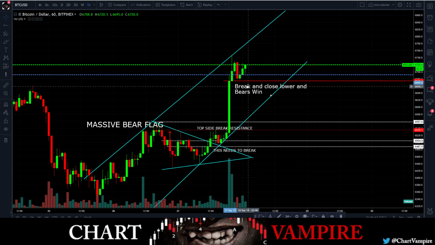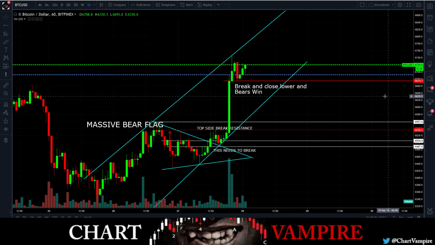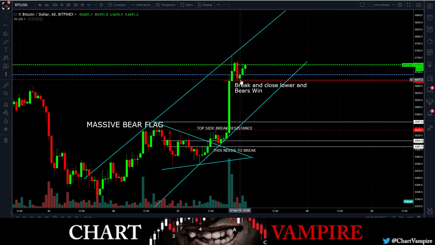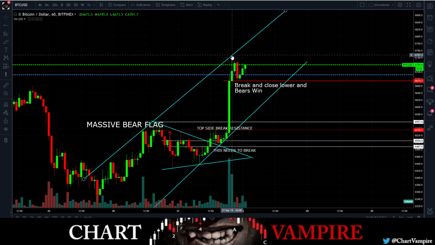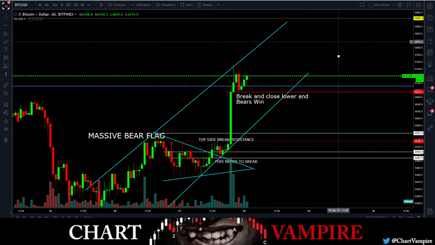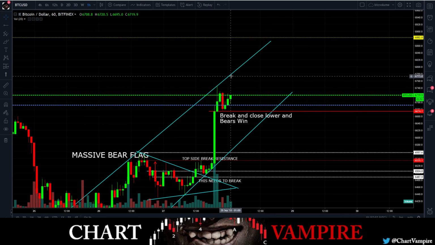If you break down and close lower than this line right here, which is 66.74, then the bears are just going to win. You've touched this top, tapped the channel. Are you going to tap the channel one more time? And now the top of this channel, there's 60. You've got limited height on this channel here.